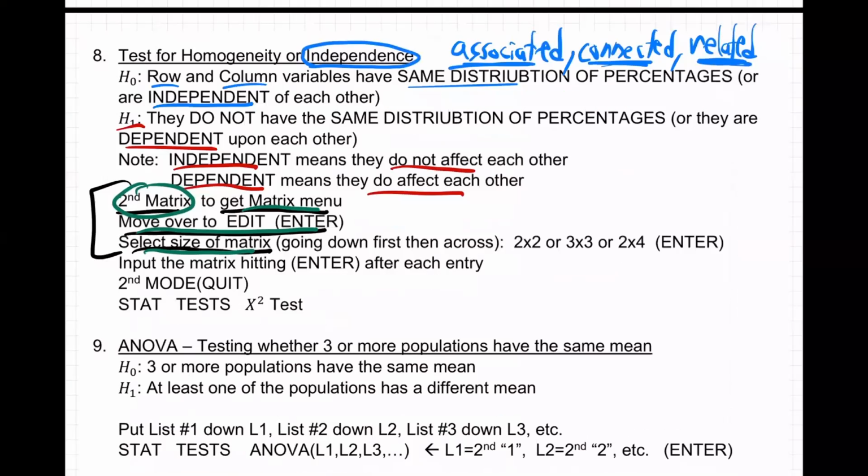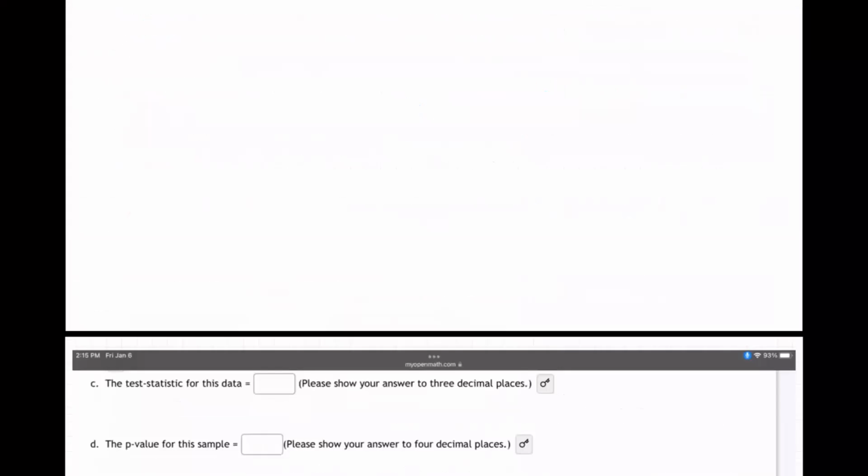So anyway, here are the steps we just went through, right? Test for homogeneity or independence. We just put in the H0, the H1. We went to second matrix, move over to that. I mean, it's right here in the notes. This is the exam 4 notes that I'm looking at here. I hope you all know this is the exam 4 notes. And there, number 8, there's all the steps. Size, mode, stat, test, chi-squared. All right, so we got all that done. Let's go back to the problem now.